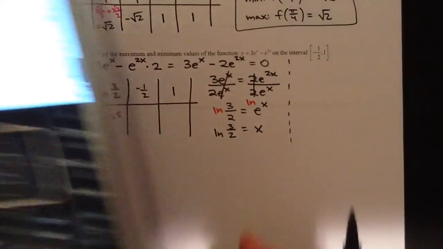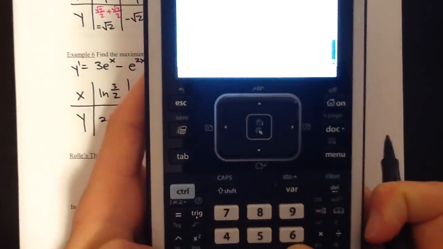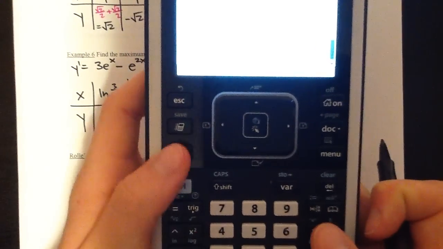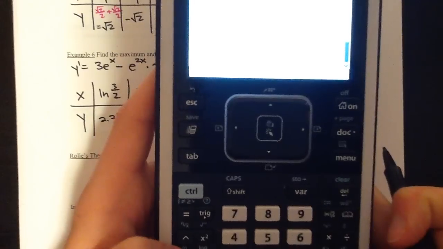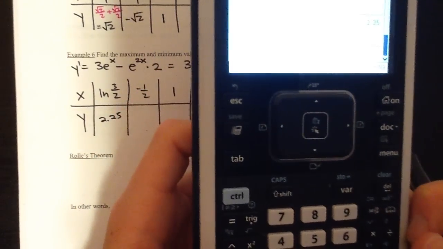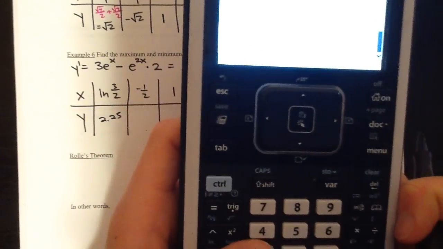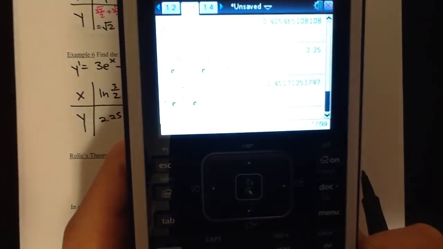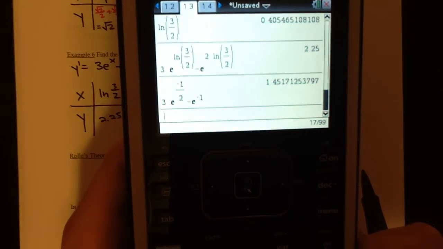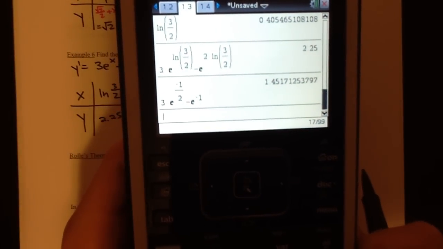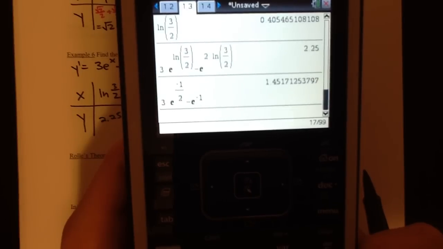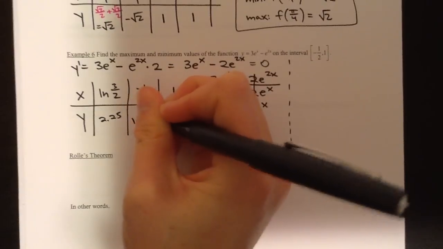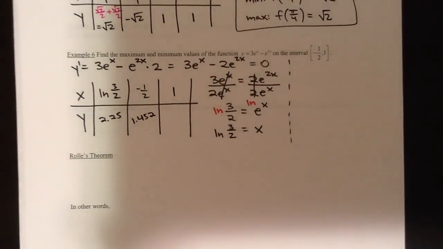Okay, then let's plug in the negative 1 half. So 3 e to the negative 1 half, and then minus e to the, when I plug in negative 1 half times 2, I get negative 1. Okay, so this gives me about 1.452. Remember, that's just an approximation. I'll deal with that in a moment.